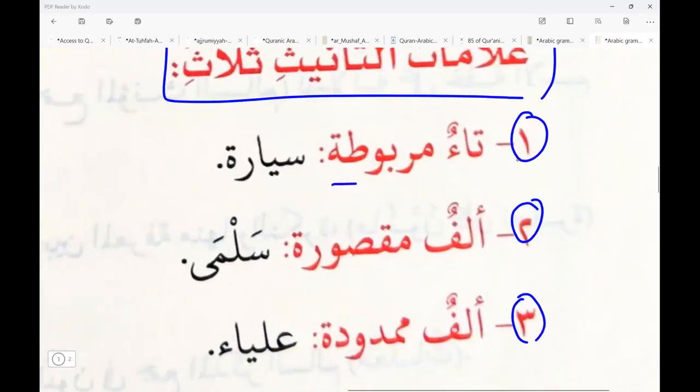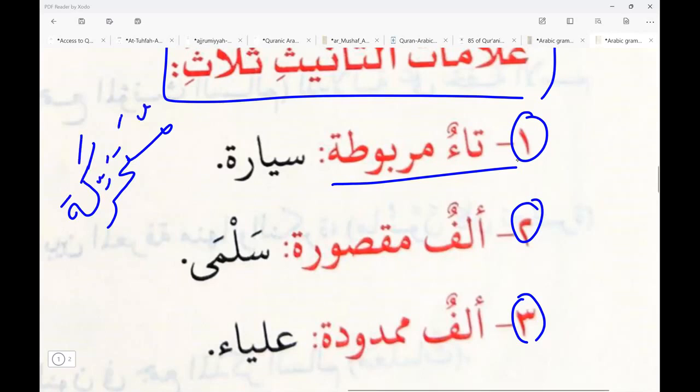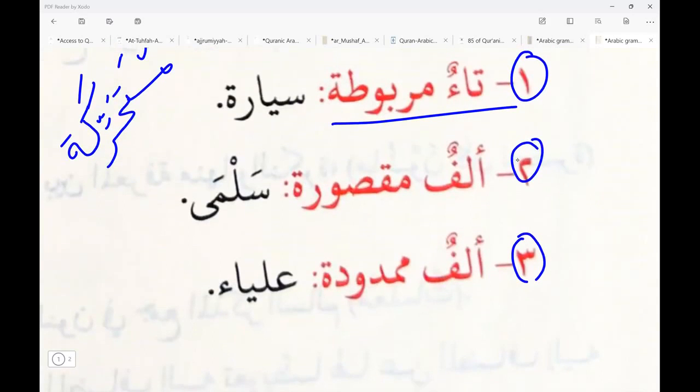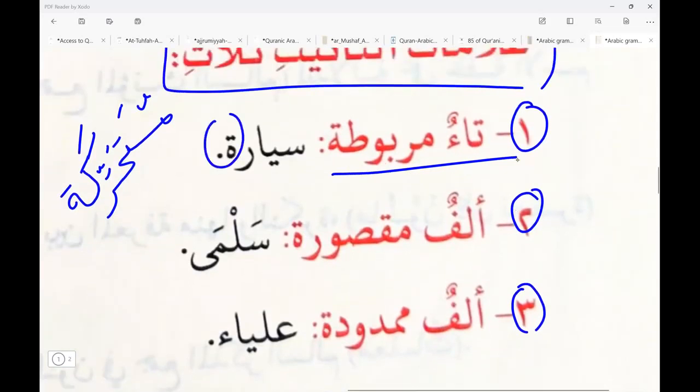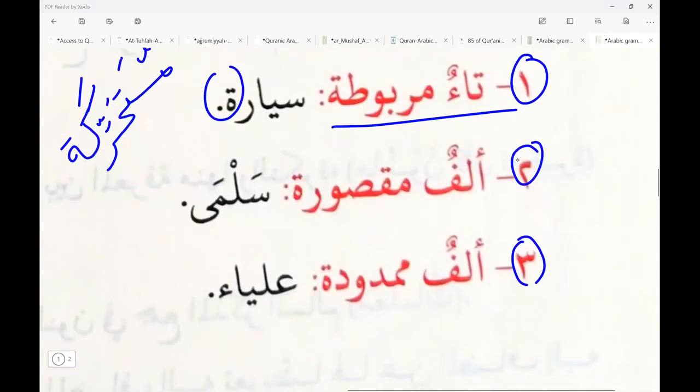So the first one, the most important one, is tal marbuta. And remember, I said tal marbuta, or you can say tal mutaharrika. I'll give those terms in that PDF, inshallah. Which is you have ta, like sayyara. Then we have alif maksura. See, right now we're starting to use the terms without defining anything. So that's what's going to happen. We have to be using these terms without defining.